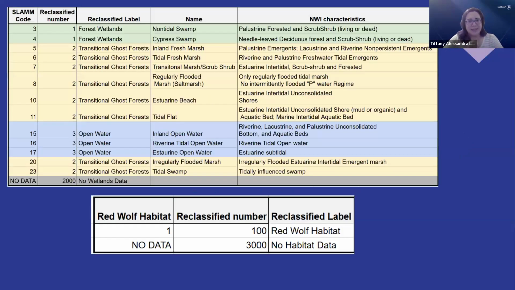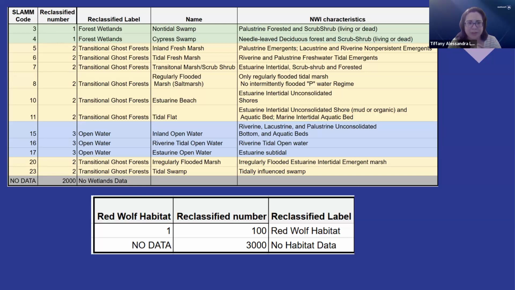So for simplicity's sake, and for the purpose and scope of this project, I only chose 3 categories to reclassify the wetlands data because, out of 23 categories, there were 13 that I still had for each section, which would have been quite a lot to look at. So I grouped them together.